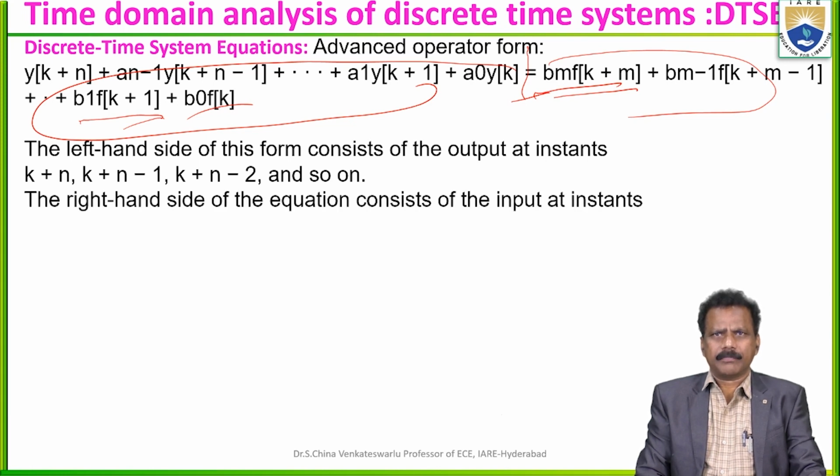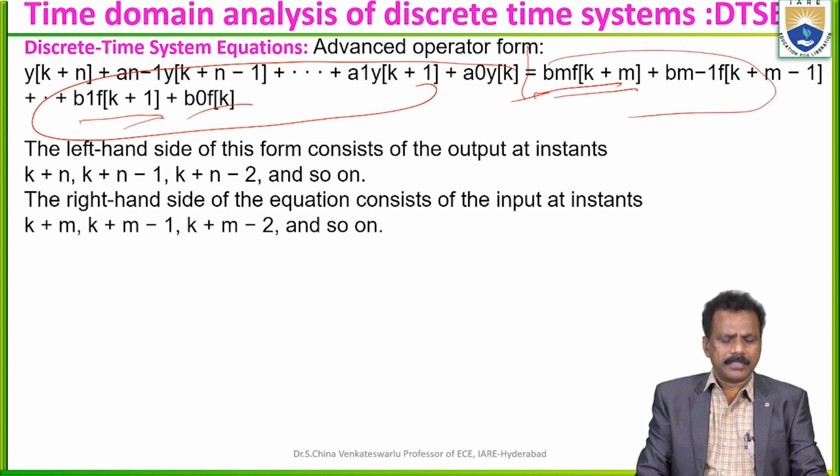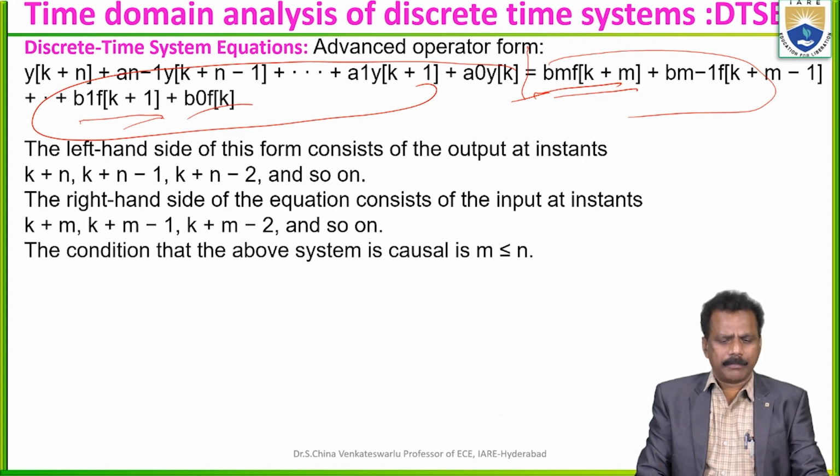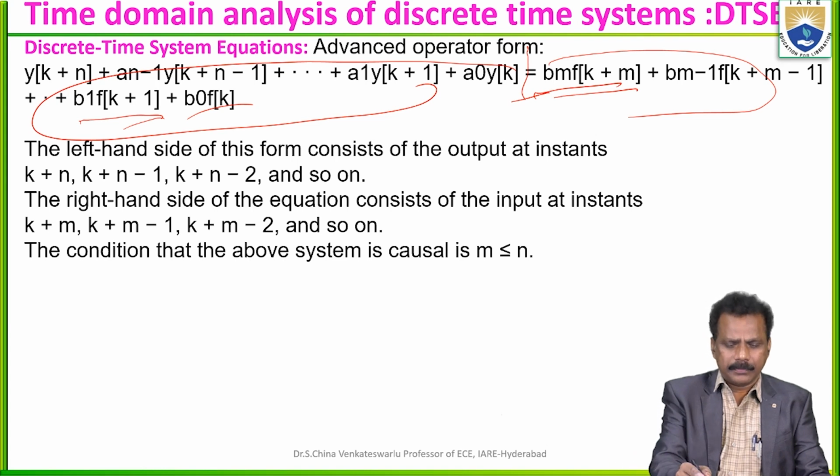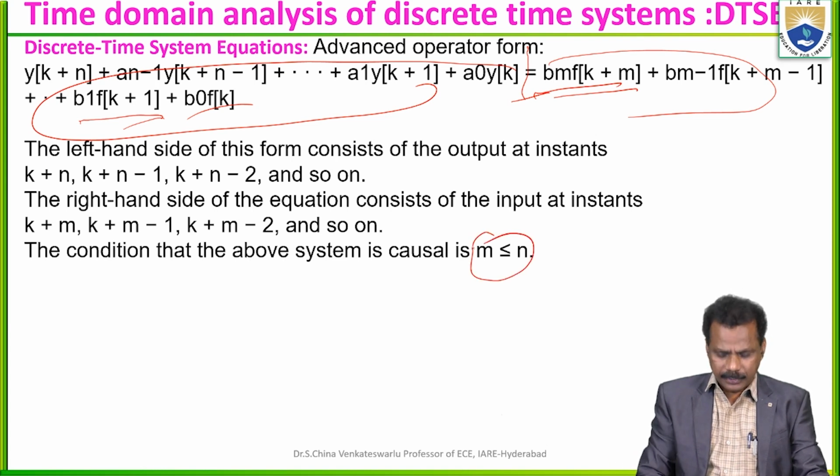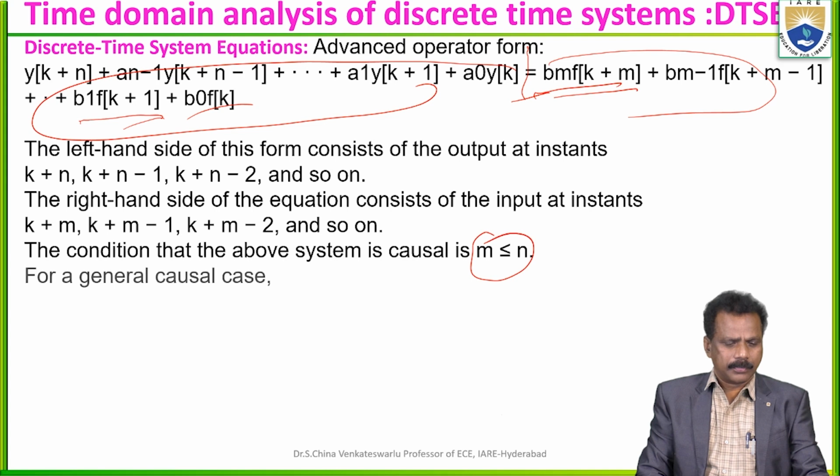The right hand side of this equation consists of the input at the instances k plus m, k plus m minus 1, k plus m minus 2, and so on. The condition for the above system to be causal is that m is less than or equal to n.